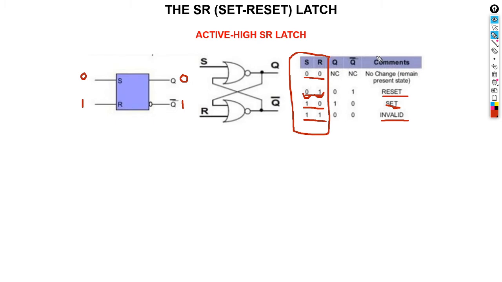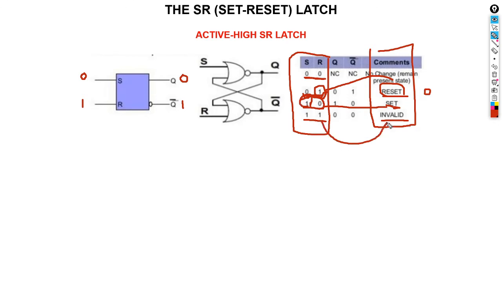Our output will be considered this. To determine our output, we look at our input. If I have a 0 0, I have no change. If I have a 0 1, a 1 on the reset, it means reset. To reset means it is at 0. The output will be 0. Then if you have a 1 0, your output will be set because you have a 1 on your set. But if the two are 1 1, you are going to have an invalid output.